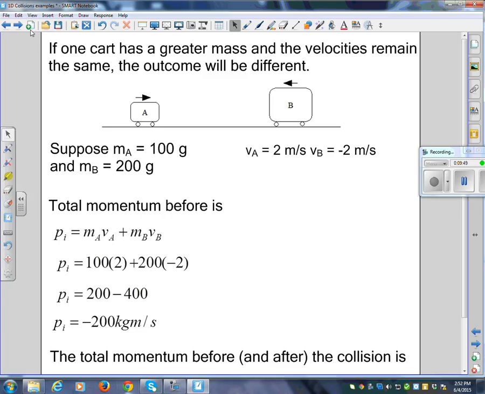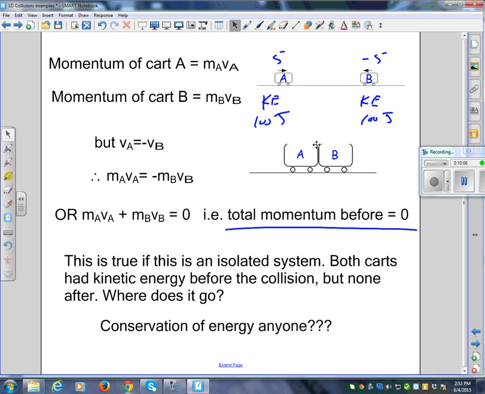Okay, let's do some more problems. If one car had a greater mass and the velocities remained the same, will the outcome be different? And the answer is yes. Why don't they latch together? They will latch together. But before, the total momentum was 0, right? They were both moving at the same speed, had the same mass. So the total momentum before was 0.